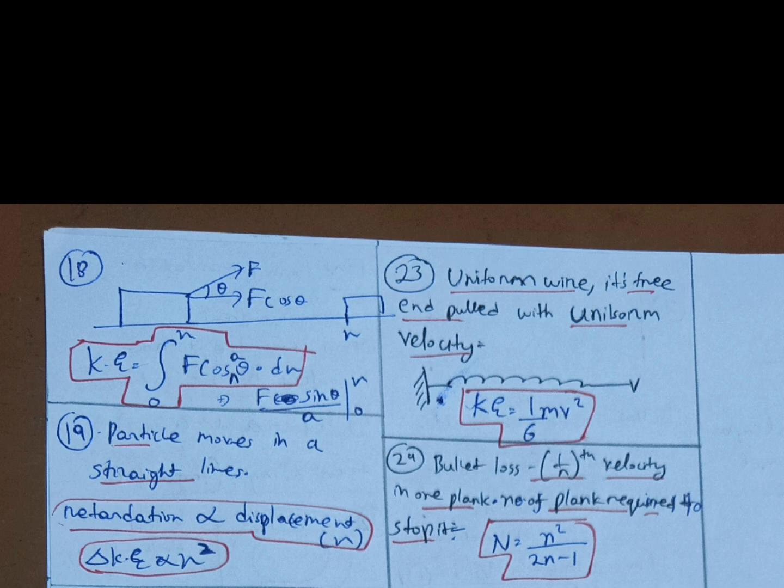When a uniform wire is free and pulled with uniform velocity, then kinetic energy is equal to 1 by 6 m v square. Bullet loses 1 by nth velocity in one plank. So the number of planks required to stop it, n, is equal to n square by 2n minus 1.